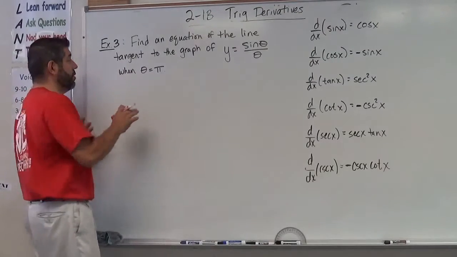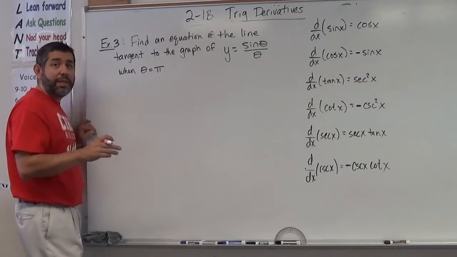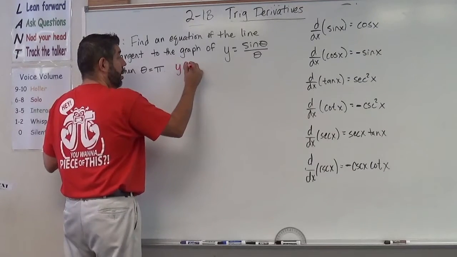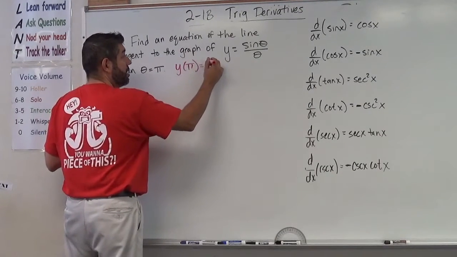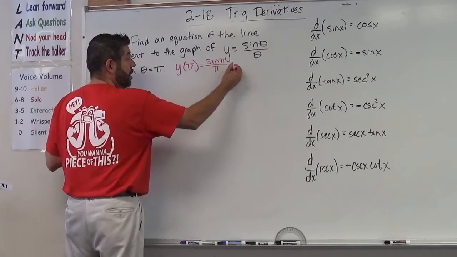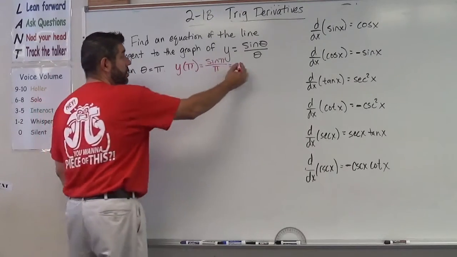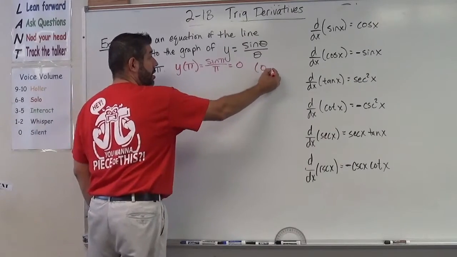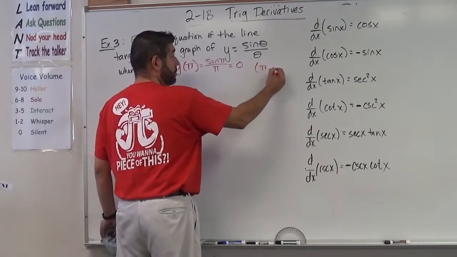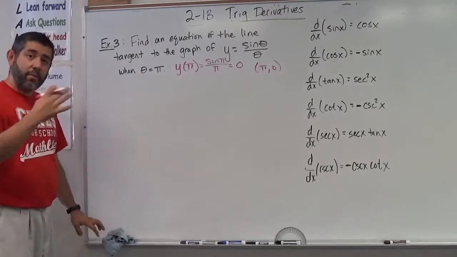Actually, you know what? Before we do that, we have theta equals pi. We need to find the y value when theta is pi. So I'm going to plug in pi in my function. Sine of pi is 0, so this is just going to give me 0. So I'm looking at the point pi comma 0. All right, I'll remember that when I get to it.